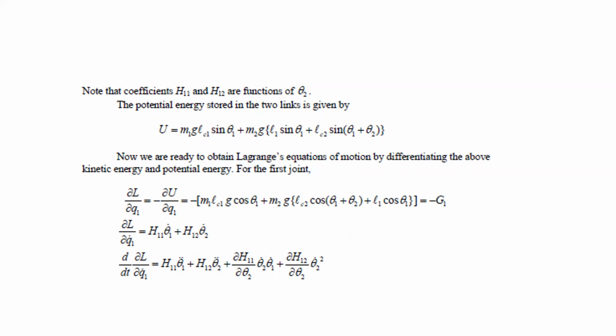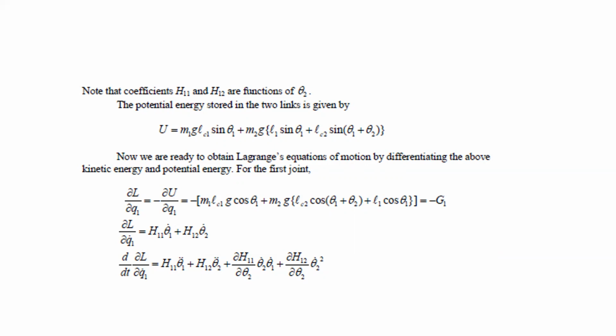Dou L by dou q1 is equal to minus dou U by dou q1, which is equal to minus, where the value of U is given, minus M1 LC1 G cos theta 1 plus M2 G times the bracket LC2 cos of theta 1 plus theta 2 plus L1 cos theta 1, that is equal to minus G1.